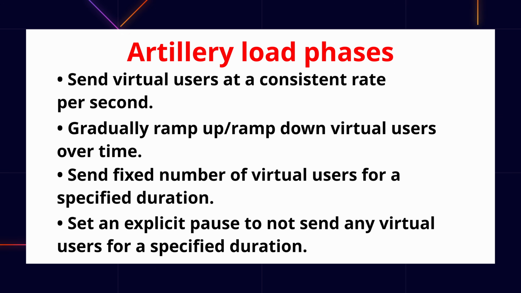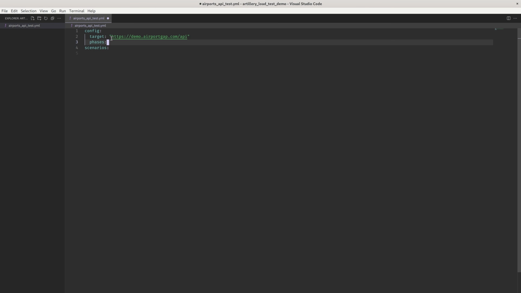You can send virtual users at a consistent rate every second. You can gradually ramp up or ramp down the number of virtual users over time. You can send a fixed number of virtual users for a specified amount of time. Or you could set an explicit pause to tell Artillery to not generate any new virtual users for a duration of time. Artillery lets us define multiple phases for a single load test, and we can mix different types of phases. To start, we'll create a single phase that sends a consistent amount of virtual users per second to our API. Under the phases key, we'll start a new sequence or list for our first phase.